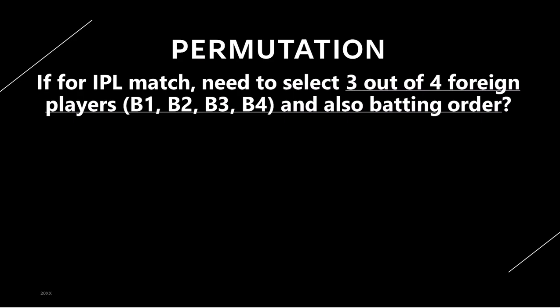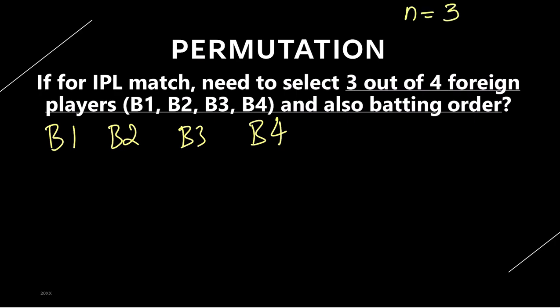Now, let's take another example. There is an IPL match going on, and B1, B2, B3 and B4 are the four foreigner batsmen available to you. You have to choose three players. So N is 4, which means there are a total of 4 people available to me. I have to choose 3 out of them, right? I can choose either the first 3, the second 3, B1, B2, B4, any of them.